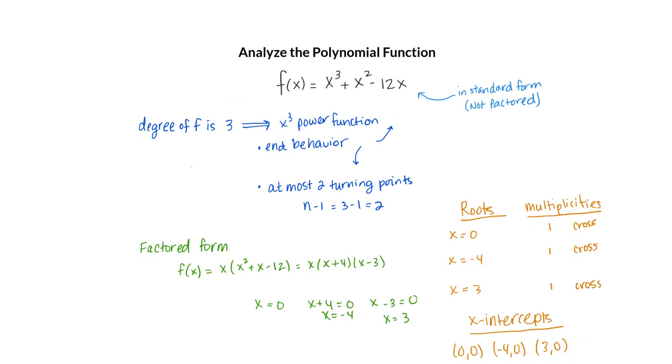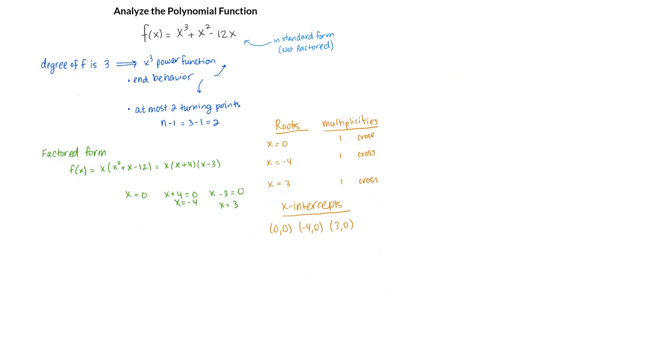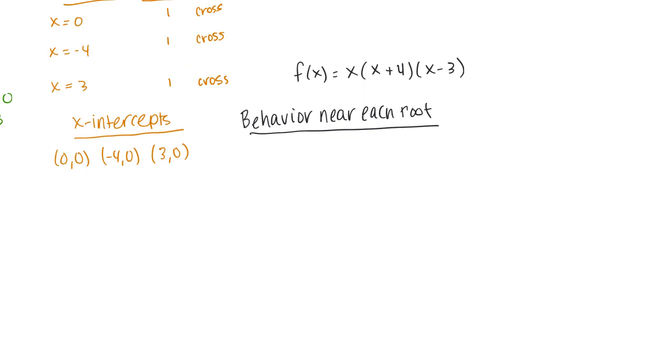Let's look at the behavior near each of those roots. In other words, how do these x-intercepts cross the x-axis? Do they touch the x-axis, or do they cross it from bottom to top or top to bottom? To check this behavior, we'll plug each real zero into the function everywhere, so for every x, except for the x that it came from. So we're not going to plug 0 in there because we know that would make the entire function 0. But we are going to plug 0 into this x and this x and simplify the expression in order to see what the behavior near that root is.